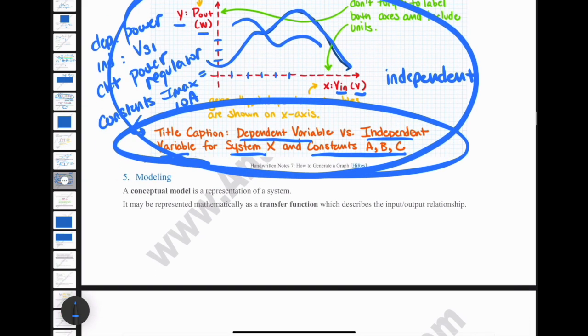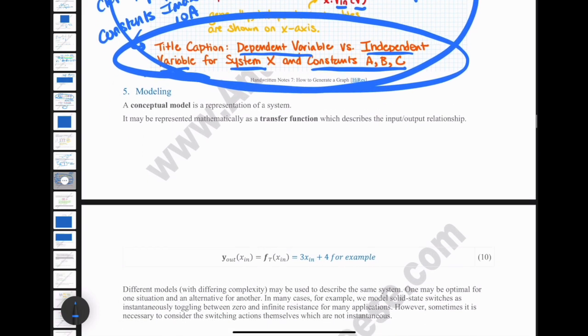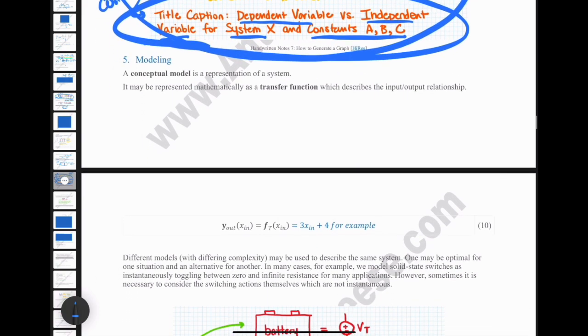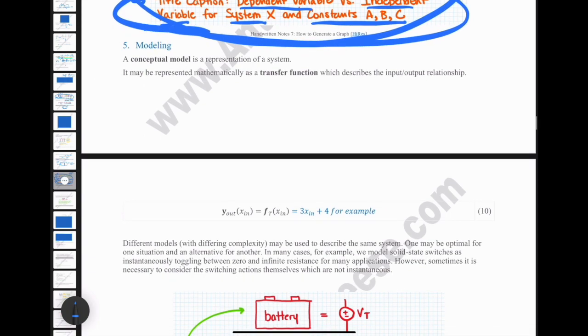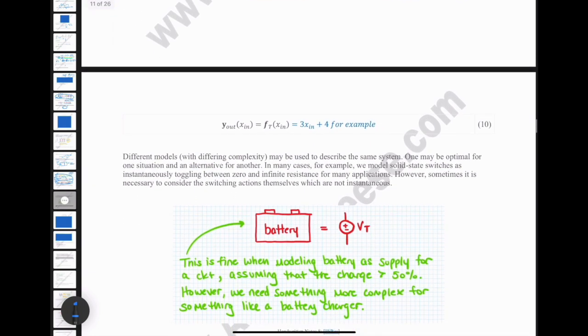Next, let's talk about modeling. So modeling is a huge part of electrical engineering and a huge part of circuits. A conceptual model is a representation of a system. It may be represented mathematically as a transfer function, which describes the input-output relationship. Here is a really basic transfer function where the output is a function of x equal to some function, which is 3x in plus 4. That doesn't really correspond to any physical system, but it's an example of a transfer function.